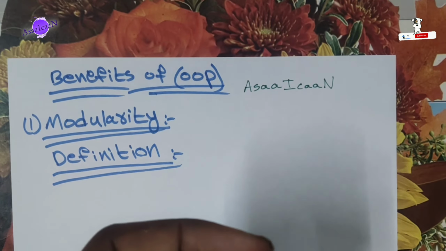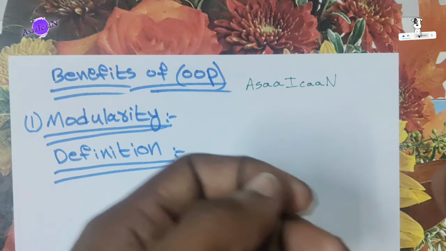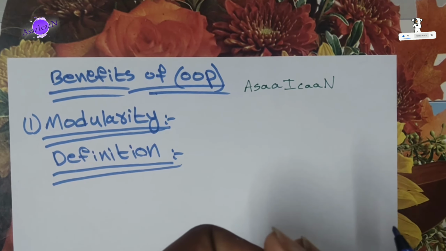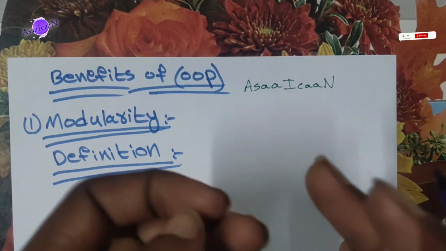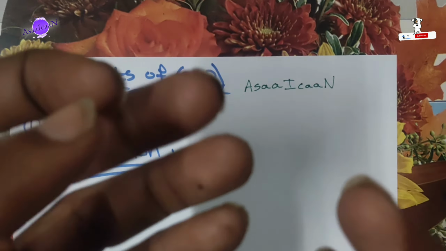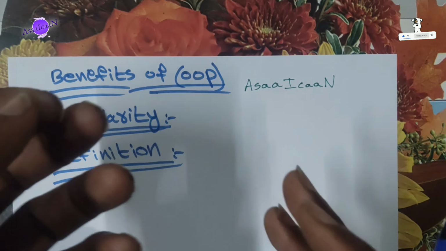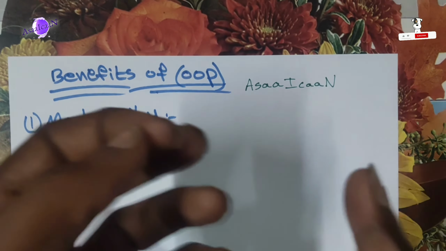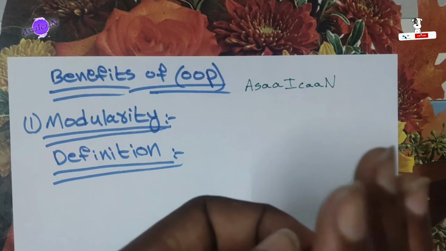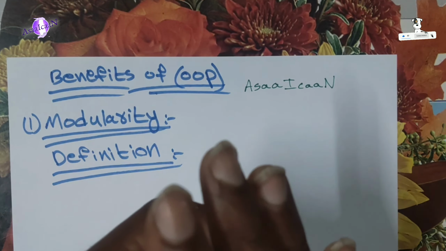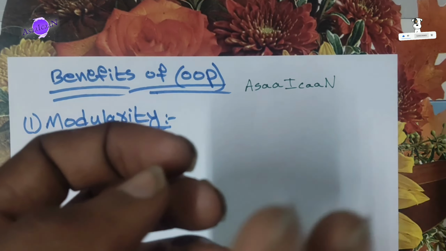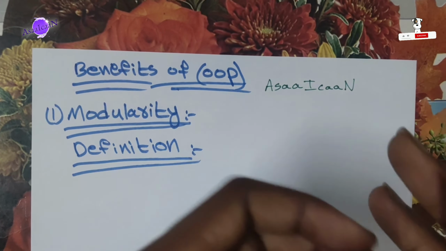In simple words, suppose you are creating a school management app. You can divide it into different modules: student modules, teacher modules, attendance modules, fees modules. Each module works independently, but together they form the complete system. Now I think everyone understands it.